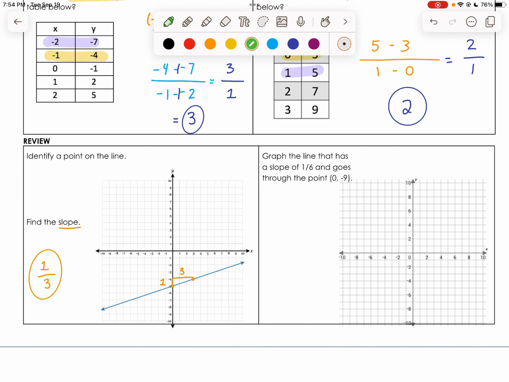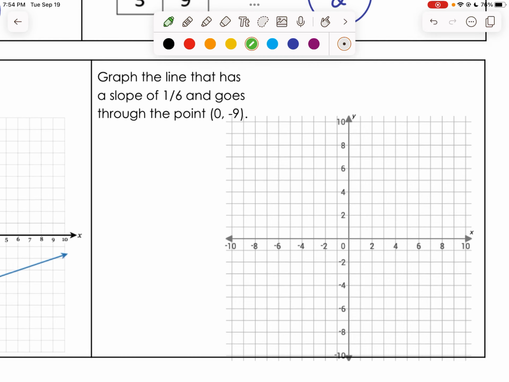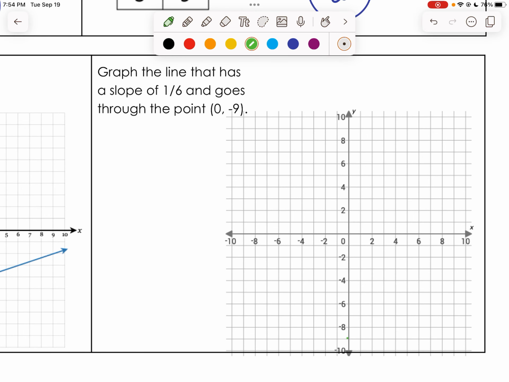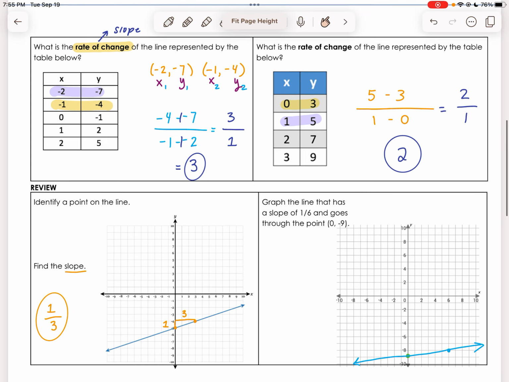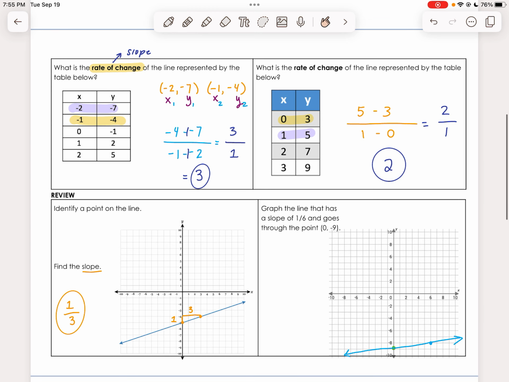Okay, and the last one is graphing a line that has a slope of 1/6 and goes through the point 0, -9. So I'm going to go down 9 for my point, and then I can do my slope, up 1/6. Okay, that line should be super clear, arrows at the end. And then it looks like we're good. We've covered all territory on this sheet, so I'll zoom out. Should be able to see the entire screen, all of our tables, all the types of rate of change we did today, all that stuff.